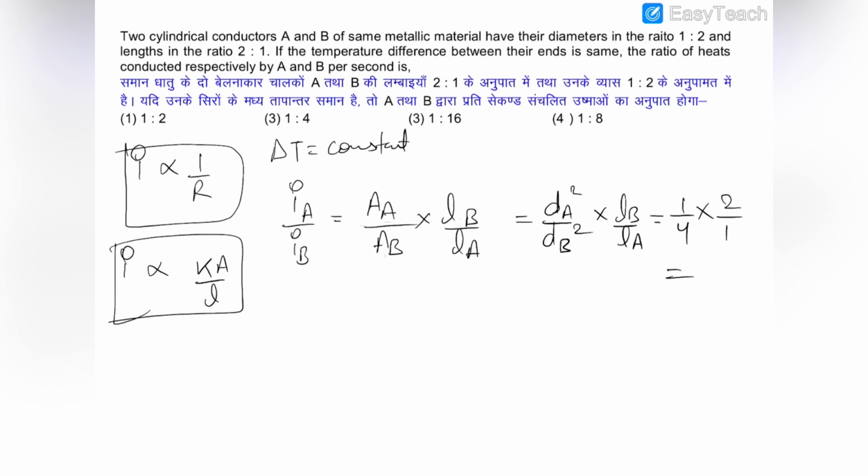So this is the ratio of heat current and it would be equal to, now you can see that dA by dB is equal to 1:2. So dA square by dB square is 1/4 and LB by LA is 1:2. So the ratio would be 1:8. Okay, so the correct answer would be option number 4. Now we move on to the next question.